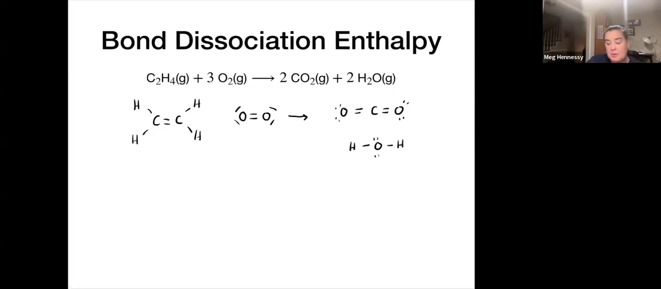Okay, so I drew some Lewis structures. So now I have an idea of what bonds are going to be broken. Those are going to be the bonds in the reactants. And what bonds are going to be formed. Those are going to be the bonds in the products.